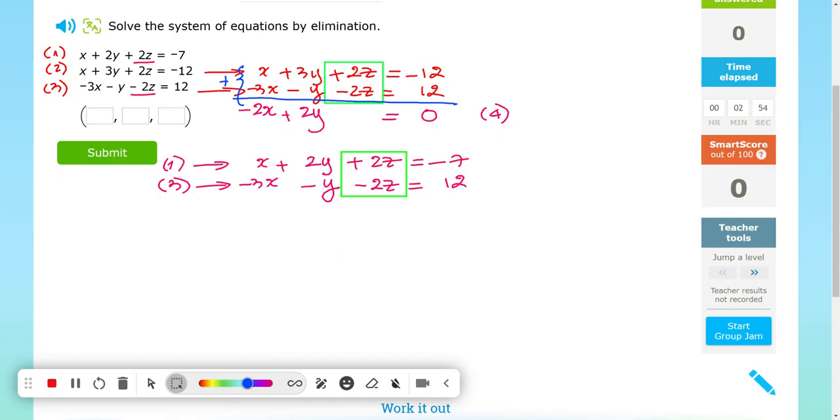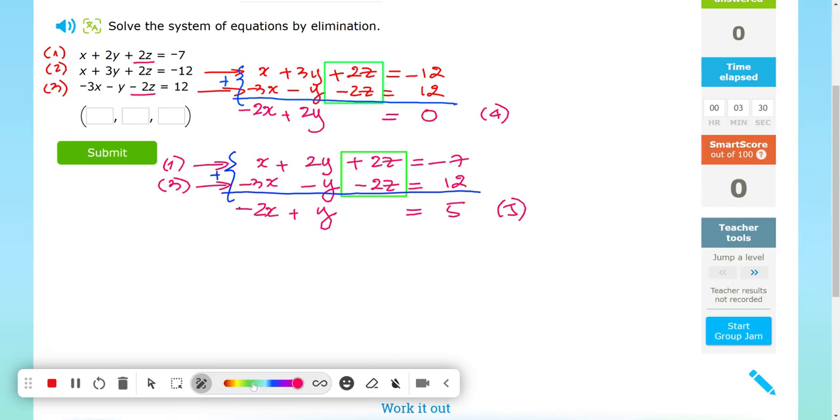Okay, so now if you add these two equations together, you have the z eliminated. So here we go. x subtract 3x is negative 2x. Okay, negative 2x. And then 2y subtract y becomes y. And then on the right side, it becomes positive 5. So I call this equation number 5. So you can see two equations, 4 and 5.